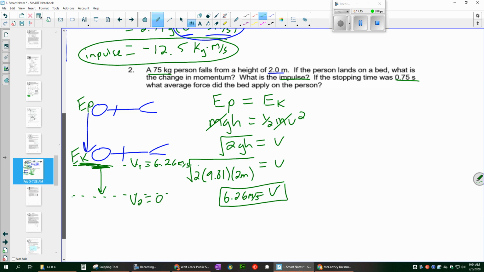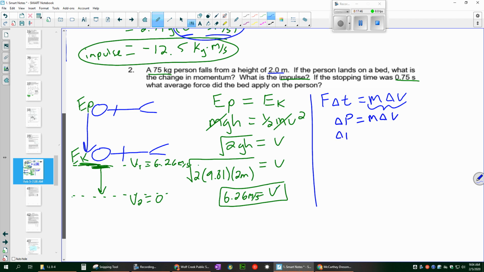So we actually have all the info we need now, right? Because we can use our equation, force times change in time is equal to mass times change in velocity. And it says, what's the impulse? Okay, well, I'm going to solve this part. Oh, sorry, what's the change in momentum I wanted first? Yeah, so we'll go, okay, so change in momentum is equal to mass times change in velocity.